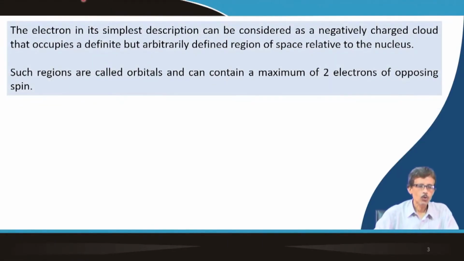Okay. So, the electron pairs mostly, which we consider as the simplest definition for considering the negatively charged cloud, that occupies a definite but arbitrarily defined region of space relative to the nucleus. This is a typical definition of how we can define an electron or electron pair. In that particular region, which we call the orbital, it can have a maximum occupancy of 2.